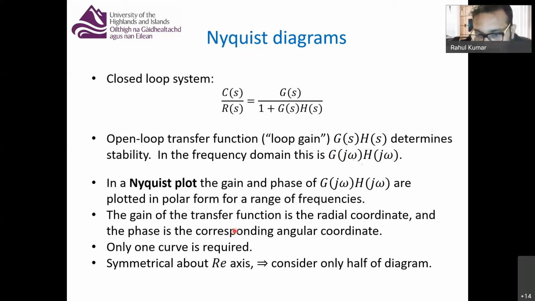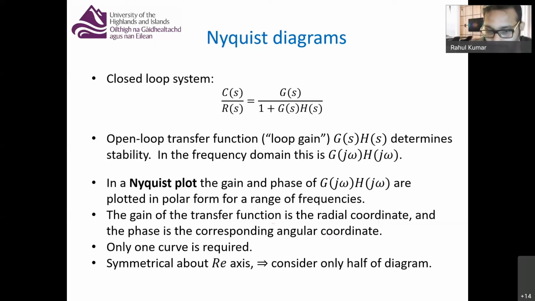Another thing about the Nyquist plot is that the gain of the transfer function is the radial coordinate and the phase is the corresponding angular coordinate. So basically we plot the Nyquist diagram in polar form. Okay, in polar form.